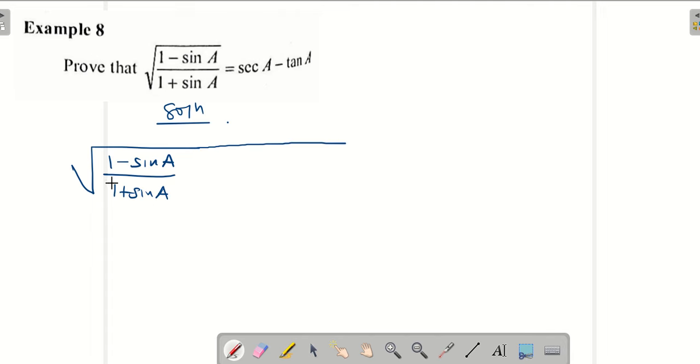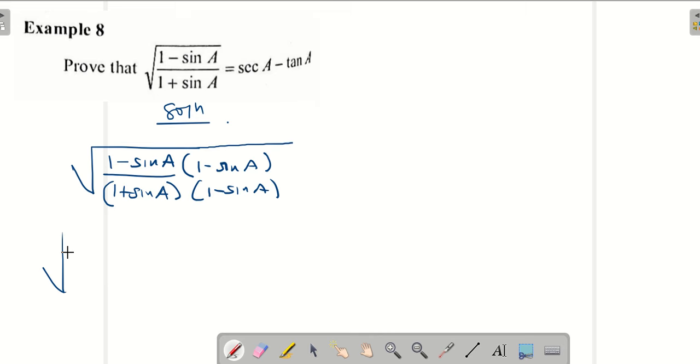Or I'll multiply the denominator by 1 minus sine A. Then I'll do the same thing to the numerator, 1 minus sine A, like this. Since I have multiplied both the numerator and the denominator by the same value, it will not change anything. Now let us simplify.